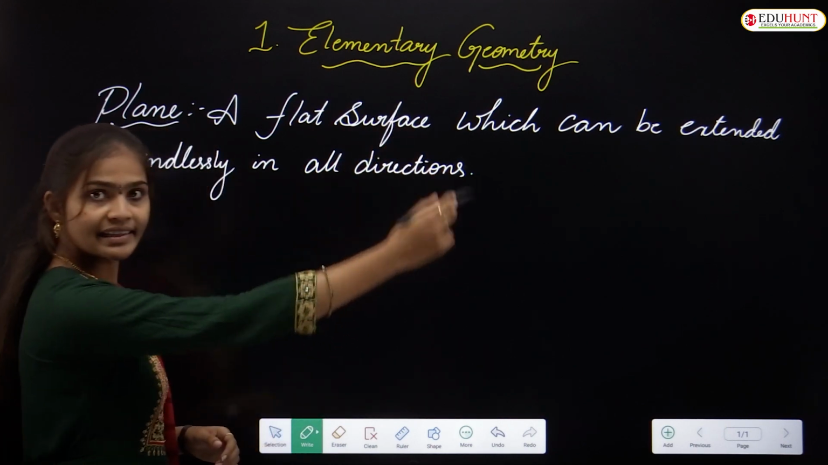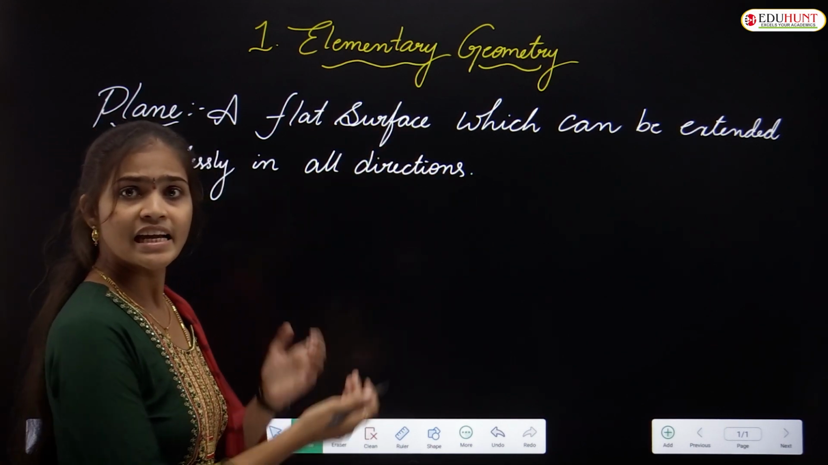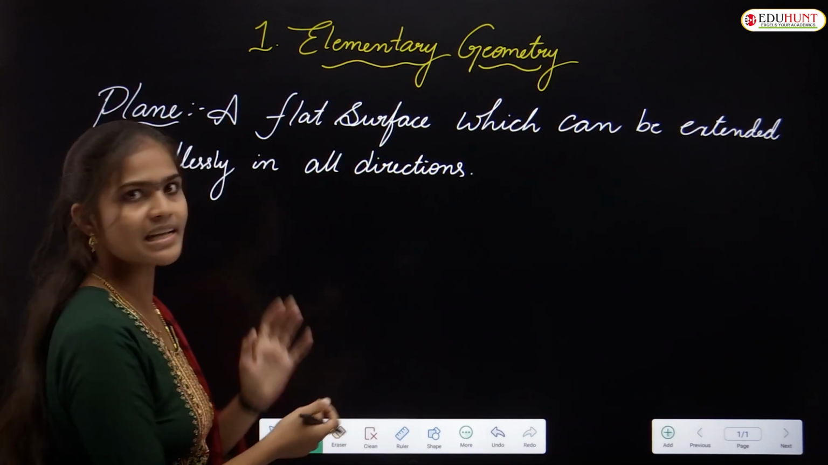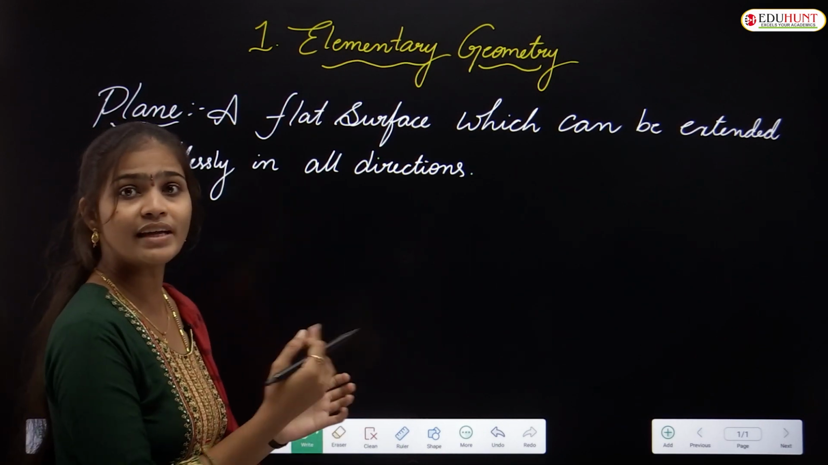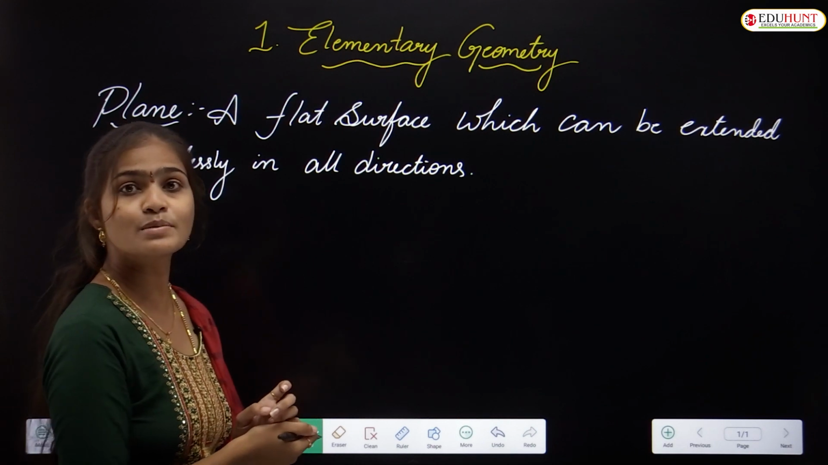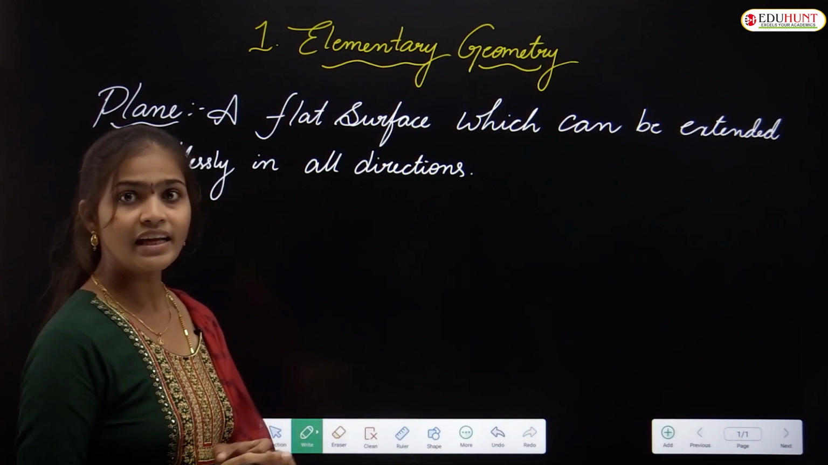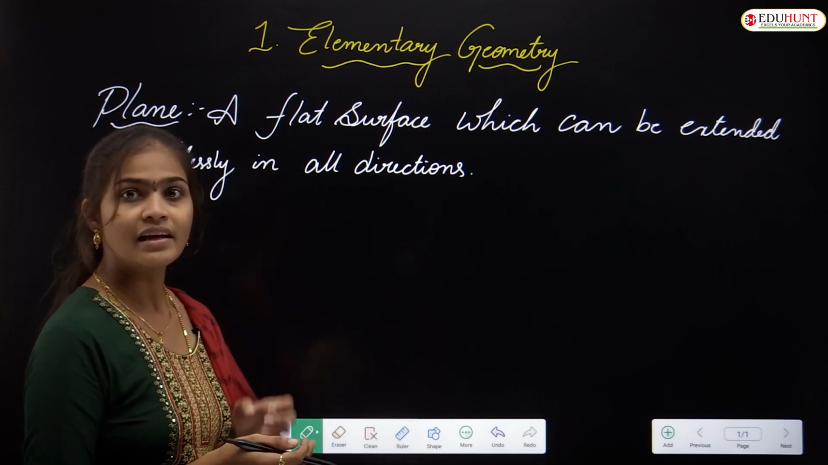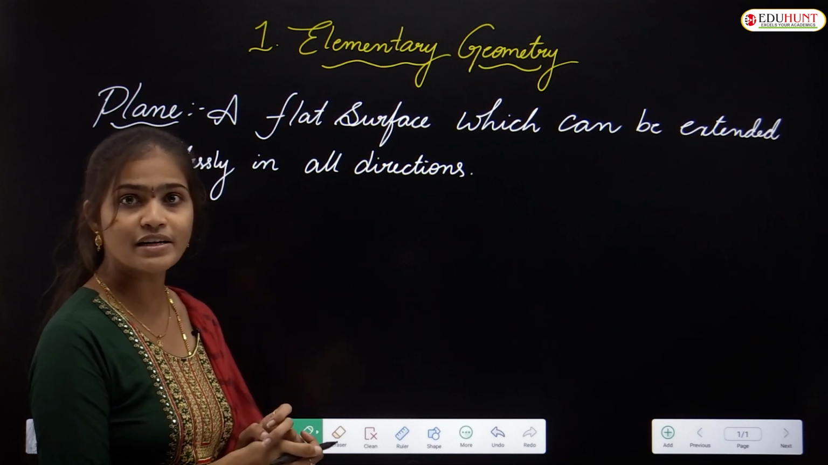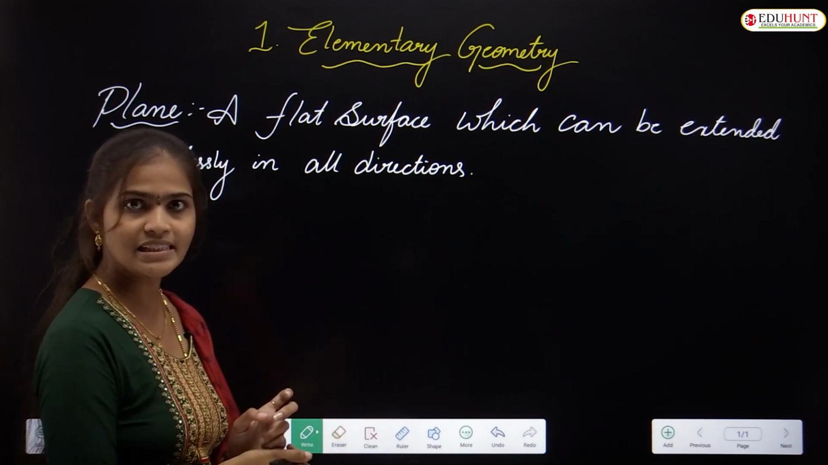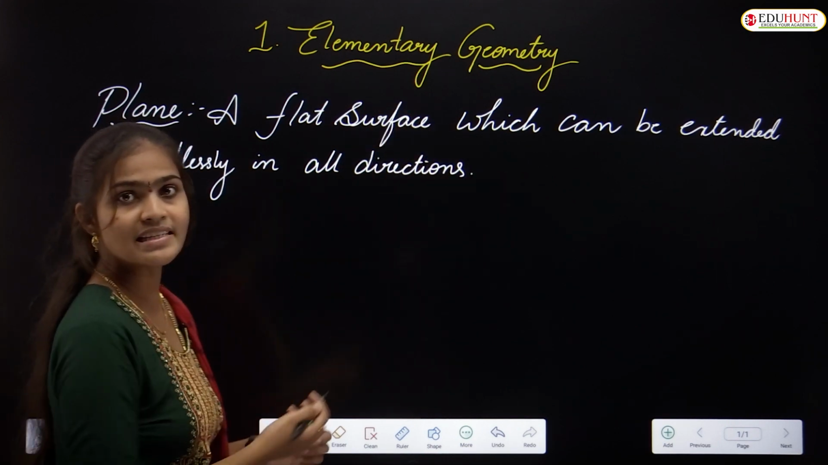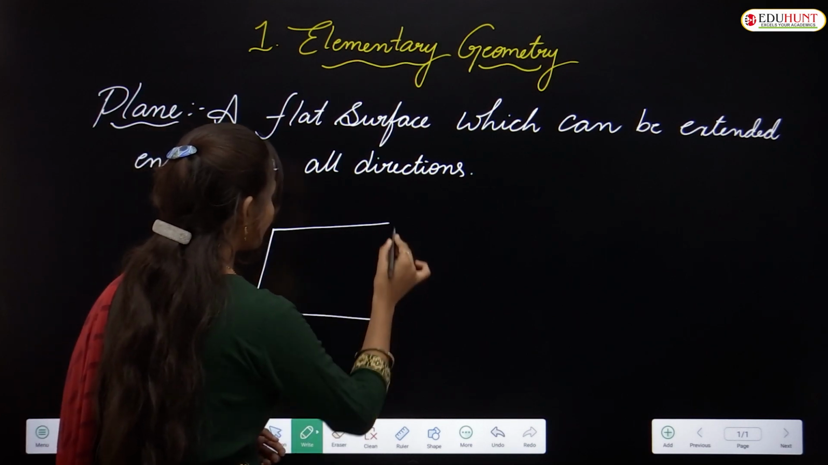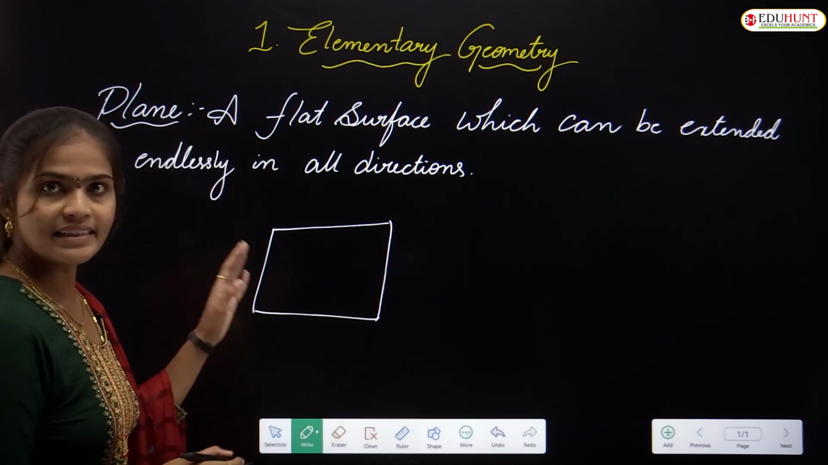Here I have taken this board, which is also one of the surfaces. If this surface is not there, where will I write? Only if a surface is there can I write something here. So this board is one example of a plane. If you want to write or construct something, you need some place, a flat surface. On that flat surface only we can draw, right? So this flat surface is one example of a plane. Here this is one of the planes.